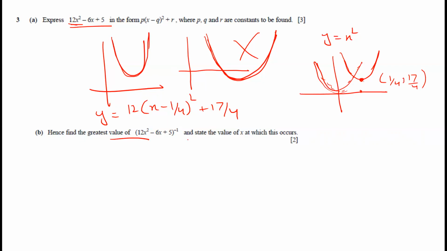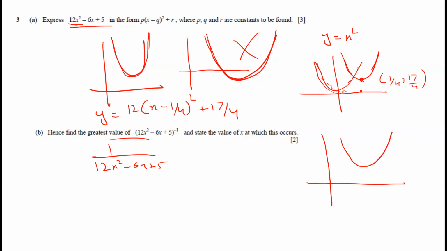Now hence find the greatest value of (12x² − 6x + 5)⁻¹. So we are coming up with this graph, 12x² − 6x + 5. What is happening? We are inversing this graph. So if your original graph was like this, now the minimum would actually become the maximum value. So the graph would actually flip. 1 over a very small number, the minimum number will actually become the maximum number. So the graph is going to flip.